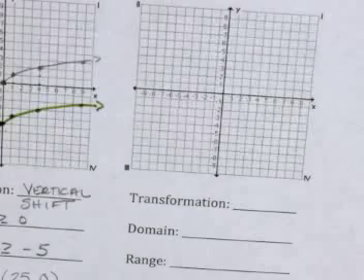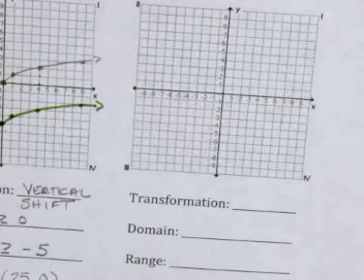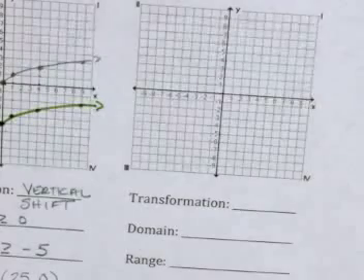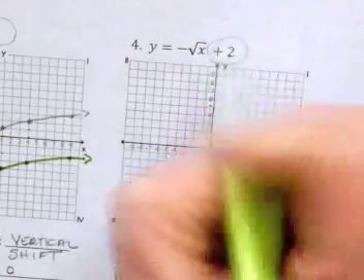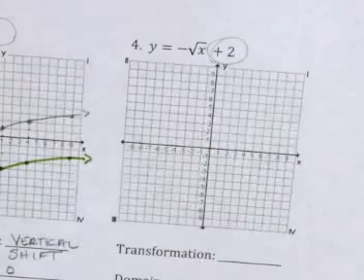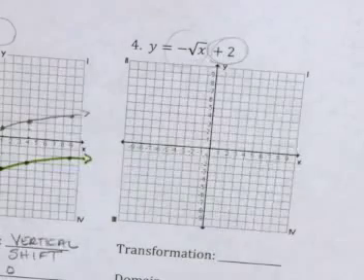This is part 2 of graphing square root functions. I'm going to do example 4 in part 2. And if I take a look at the function in example 4, what I notice is it has been shifted up 2, but it has also been reflected over the x-axis.